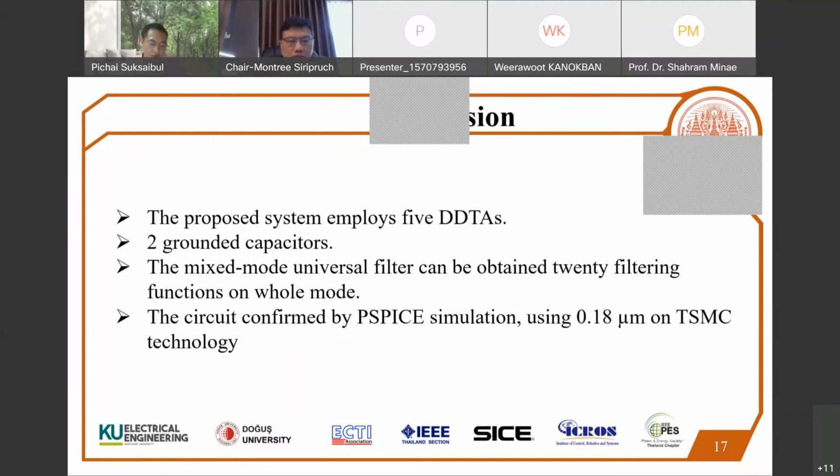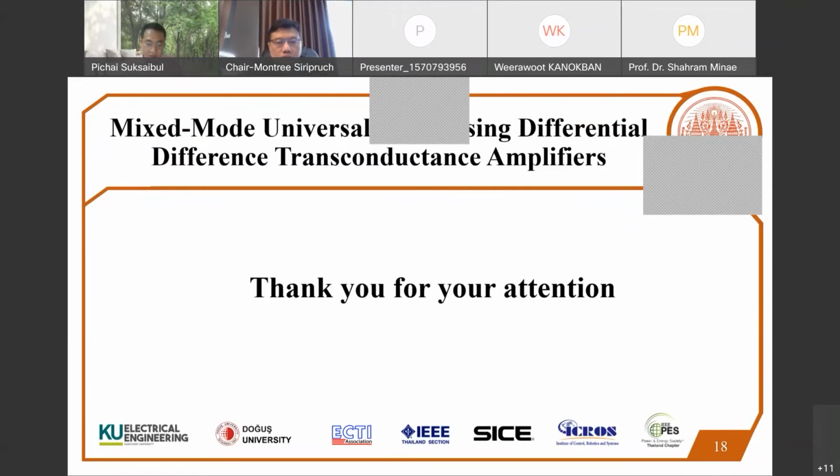In conclusion, the proposed circuit system employs 5 DDTAs, 2 grounded capacitors, and a mixed-mode universal filter, and can obtain 20 filtering functions in whole mode. The circuit was confirmed by PSpice simulation using 0.18 micron TSMC technology. That brings me to the end of my presentation. Thank you for your attention.